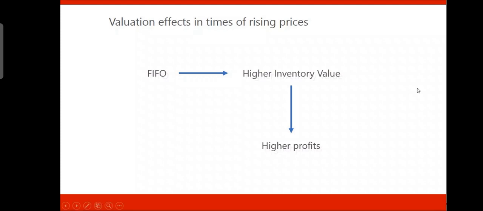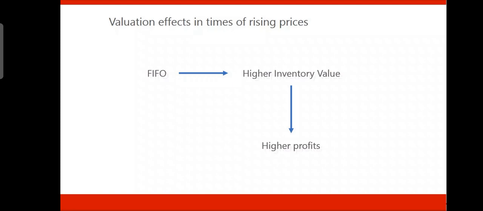Pay attention to the heading: valuation effects in times of rising prices. Because in our example, the prices were increasing. The opening inventory was 12.5, then we had 14, and then we had 15, and so on. Because the value was increasing, that's why this is the answer. Under FIFO, first in, first out means the goods which come in first go out first. Your closing inventory consists of the goods which came in the end. And in our example, the goods which came in the end were the most expensive goods, $15. That's why our closing inventory was higher, 400 units multiplied by $15.